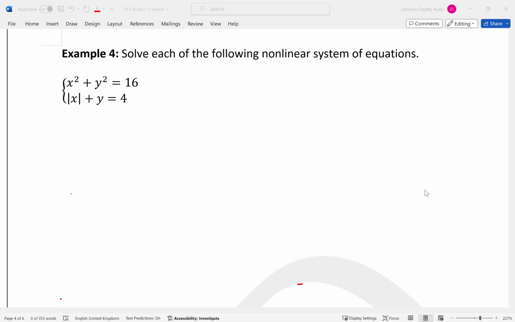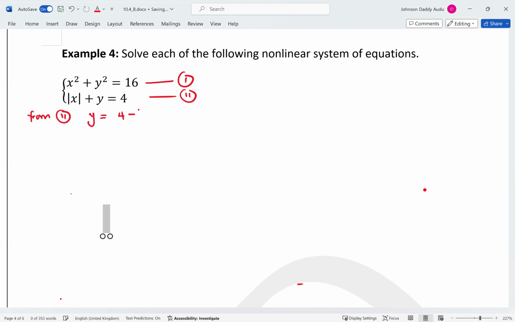Hello, welcome back, viewers. So look at example 4. Here we want to solve this nonlinear system of equations. And here you can see that in equation 2, we have an absolute value. So we have to deal with it. But we can see from equation 2, we can say y is 4 minus absolute value of x.